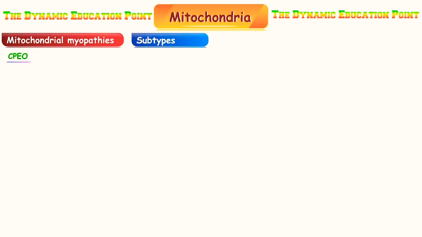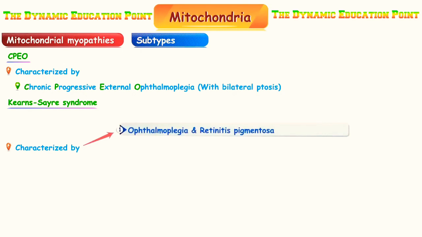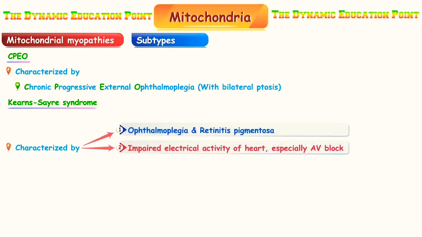The third and final subtype is CPEO. This is characterized by chronic progressive external ophthalmoplegia with bilateral ptosis. Kearns-Sayre syndrome is characterized by ophthalmoplegia and retinitis pigmentosa, impaired electrical activity of the heart, especially the AV block, and LHON, Leber hereditary optic neuropathy.